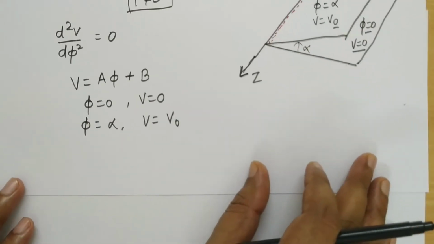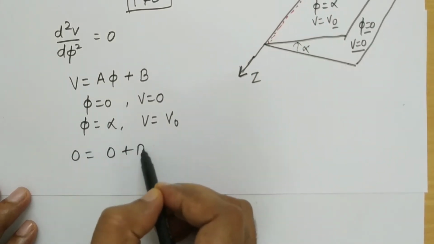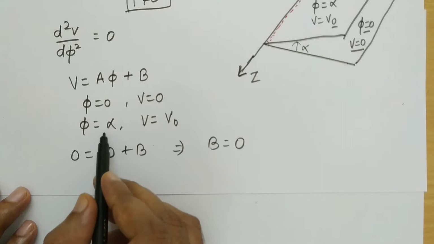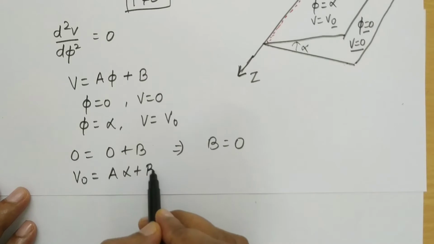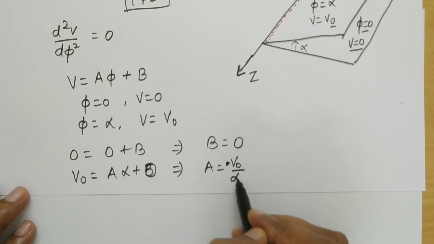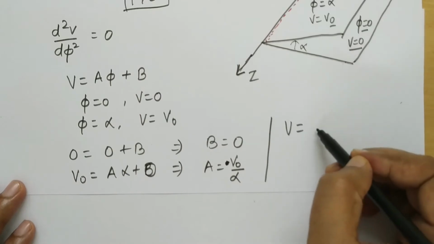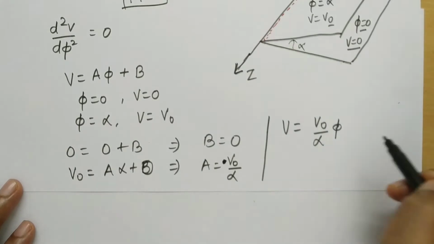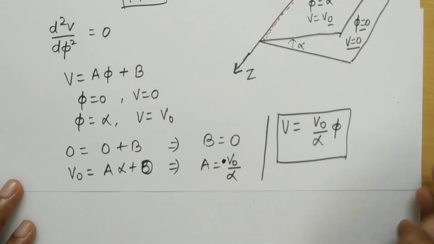So apply the first boundary condition. It will be 0 equal to 0 plus b, which says that b is 0. When we apply the second boundary condition, it says V0 equal to a alpha plus b, which is equal to 0. So a is V0 by alpha. So the potential V can be written as a, which is V0 by alpha, times phi, plus b which is 0. So this is our potential function for the given case.